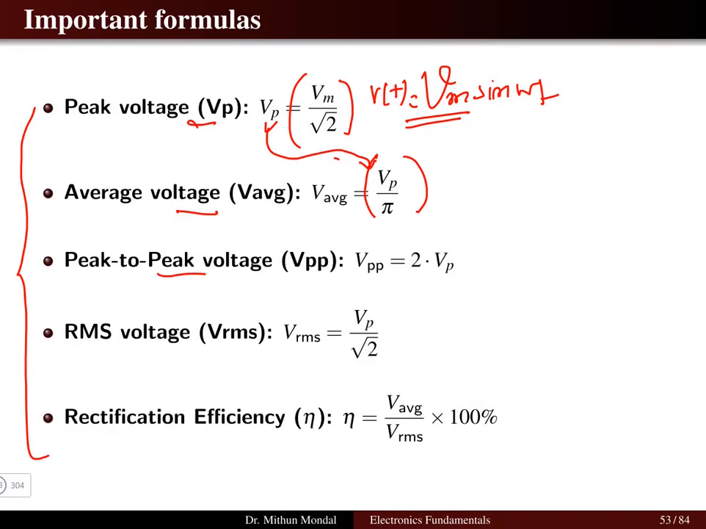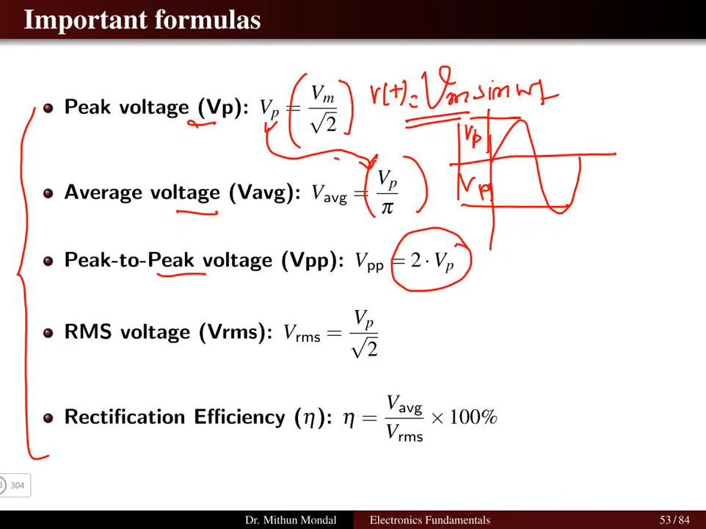Peak to peak voltage. So what is the meaning of peak to peak voltage? Now here you have an AC cycle. So this is the peak voltage we have, Vp, and here we have the negative Vp. So this is the peak to peak voltage, that is twice the peak voltage. RMS voltage is Vp by root 2, and the rectification efficiency is output voltage by RMS voltage into 100, or otherwise we can say that output power by input power into 100 will give you the rectification efficiency.